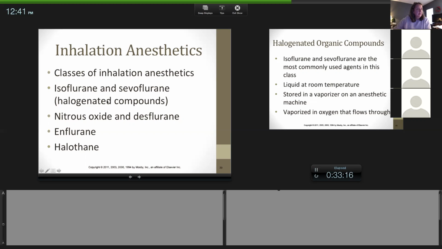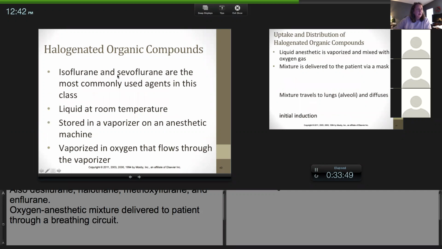Inhalation anesthetics. Let me mention a few things. ISO and SEVO are the common ones. Nitrous oxide is a medical gas used as an adjunct, so you might use it with your oxygen and inhalant. It's not used as a sole agent in veterinary medicine. Don't worry about desflurane. I didn't talk about enflurane, but I did talk about halothane. So the ones I want to focus on are halothane, isoflurane, and nitrous, but the halogenated compounds, ISO and SEVO, are the ones we currently use.